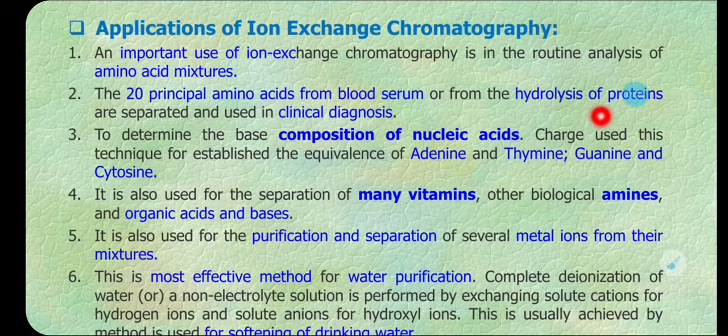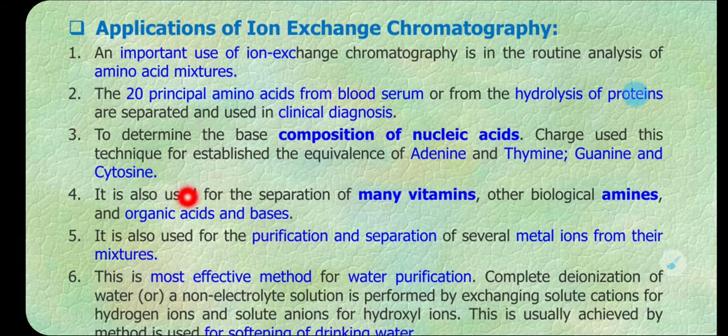It is used to determine the base composition of nucleic acids, DNA and RNA. The bases present in the nucleic acid can be identified or purified, for example adenine, thymine, guanine and cytosine. These are the bases present in the nucleic acids.